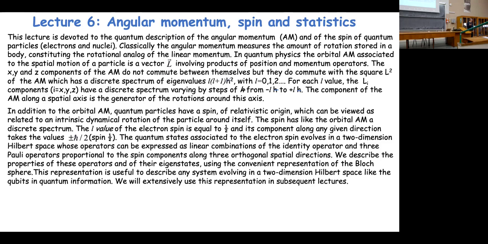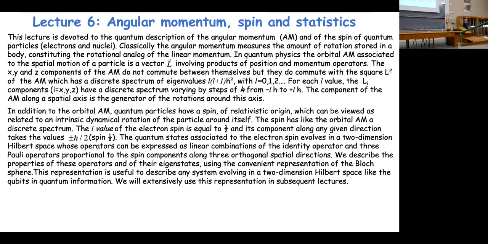You can describe any spin quantum state as a superposition of states whose basis in this Hilbert space can be the spin up and spin down, and any spin will be a linear superposition of these two eigenstates. The operators in this two-dimensional space are 2 by 2 matrices, called Pauli operators, and we will discuss the properties of these Pauli operators, which are proportional to the spin operator.